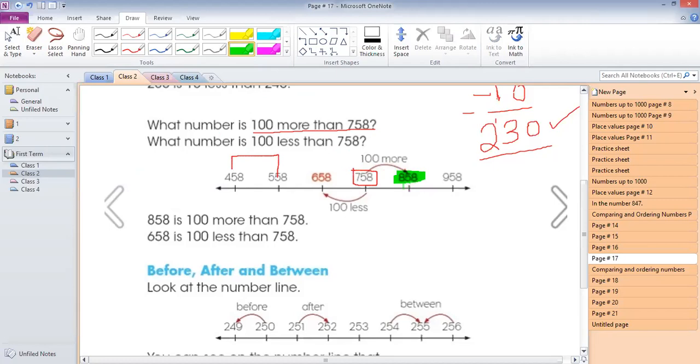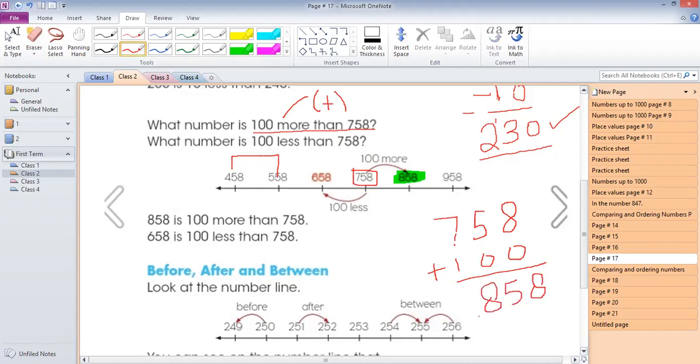How do you check from the number line? In the number line, you will check just after 758, what is the number? If that is 858, that means the answer is 858. Or, as I told you, more refers to addition. If you want to check your answer, you can do addition as well. You can write 758 and then add 100. So 0 plus 8, 8. 5 plus 0, 5. And 7 plus 1, 8. So this will be 858.